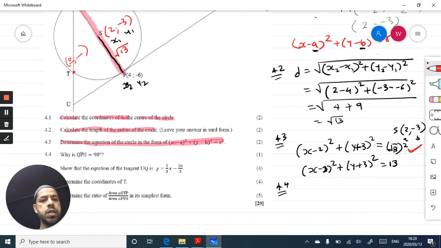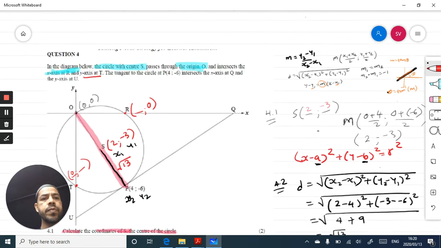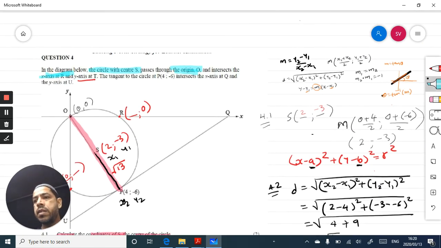Okay, so if I read further, it says the tangent. The meaning of tangent in circle geometry we have already discussed in grade 11 as well. The tangent is the line which touches the circle only once, and with the radius it creates 90 degrees. So here it's 90 degrees. I mark whatever information is known. Okay, point P (4, minus 6) is already given to me. The circle touches the tangent at P. I already used it in some of the questions.